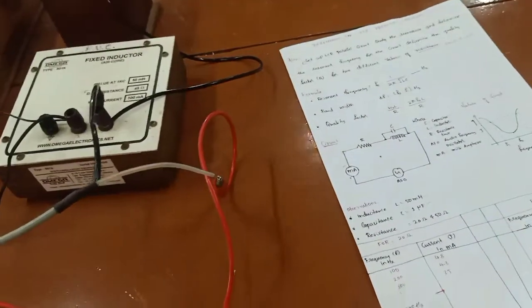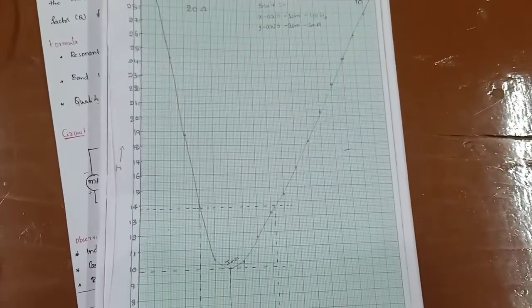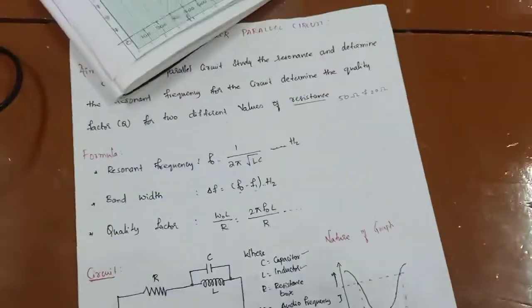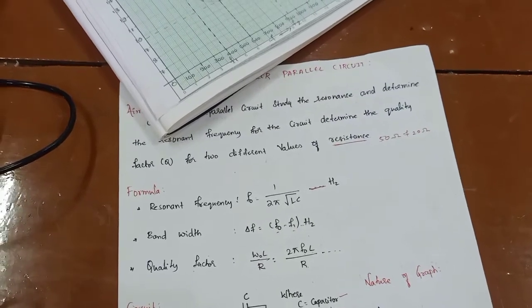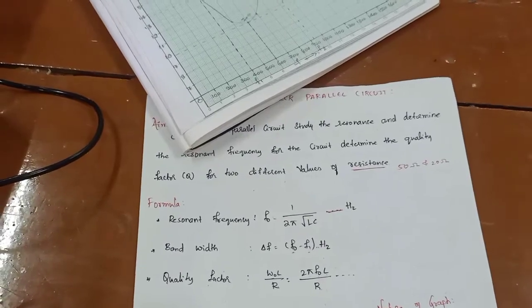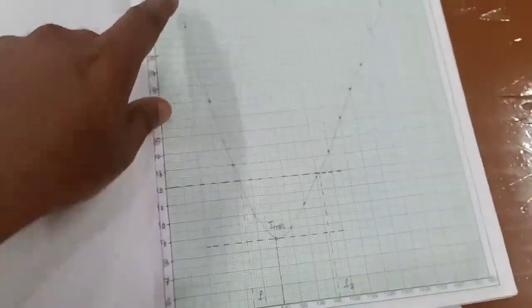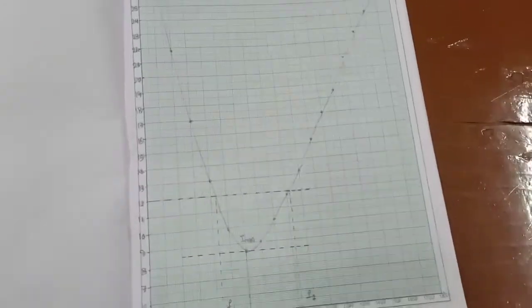When I plot a graph of it, it will look like this. This is for the 20 ohm, and this part is known as the I minimum. This is I minimum into root 2, and these are the highest cutoff frequencies. Then this is for the 50 ohm. The graph will look like this.